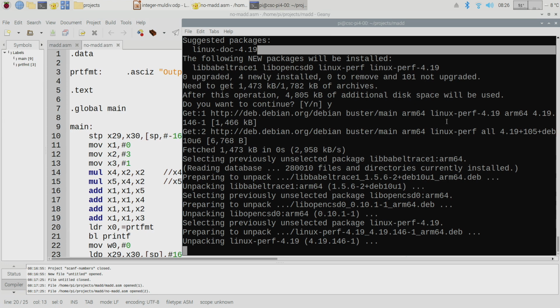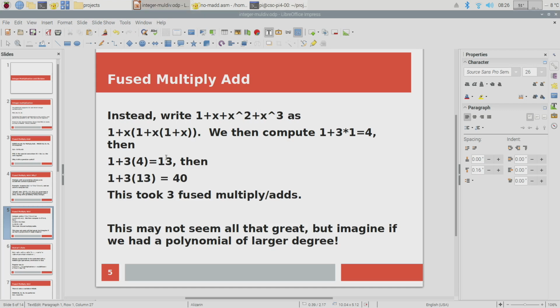While that's working, let's go back to this. This may not seem like all that good of a speedup here, but imagine if we had a really big polynomial. In particular, why might you want to be evaluating polynomials, even if we were doing floating point stuff, which we'll start talking about next week?